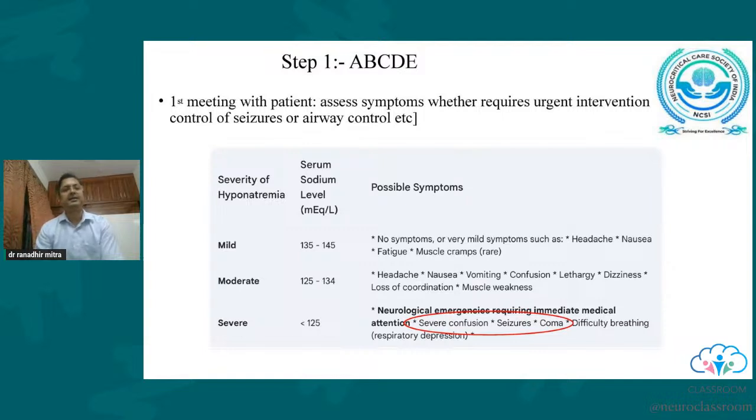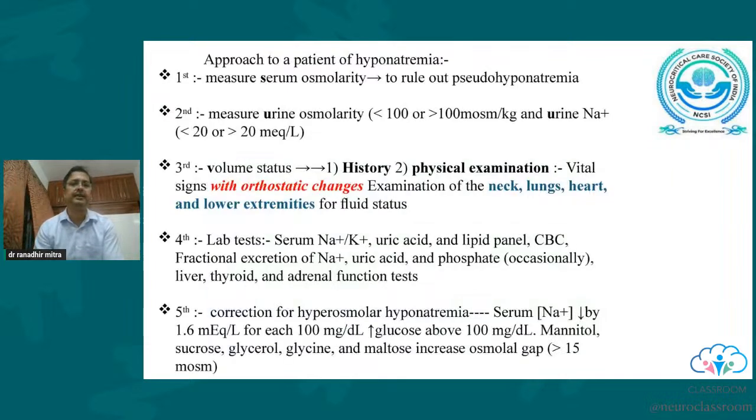If the patient is severely symptomatic, like having seizures or obtunded, we have to look for ABCD like in any other emergency case, because if the sodium level is less than 125, that is severe hyponatremia. Mild hyponatremia is between 135 to 145, moderate is between 125 to 134, and severe is less than 125. There can be confusion, seizures, and coma. So in those cases, you have to first look for ABCD.